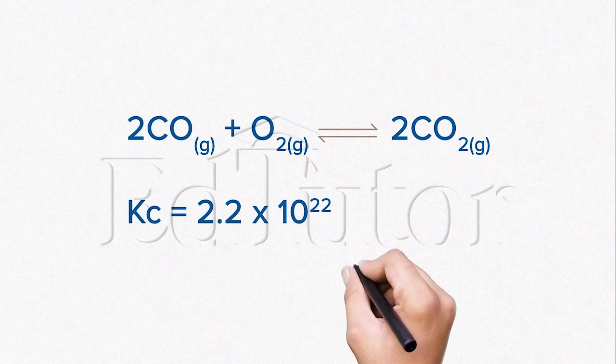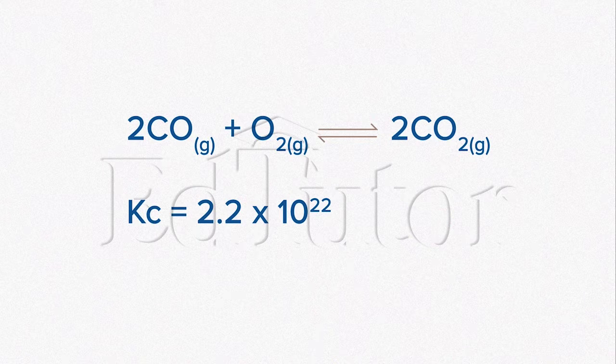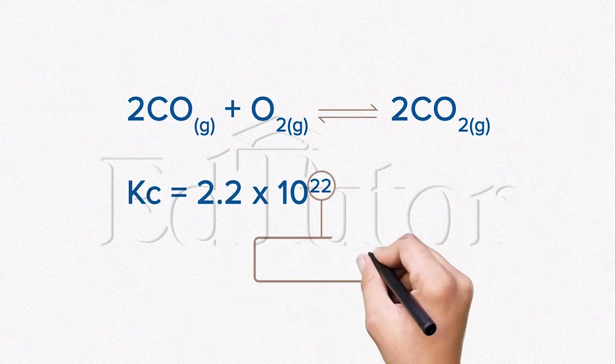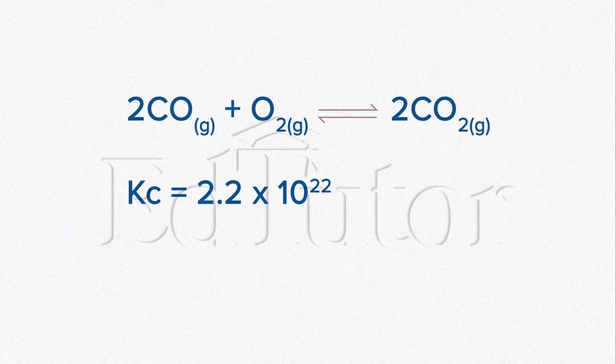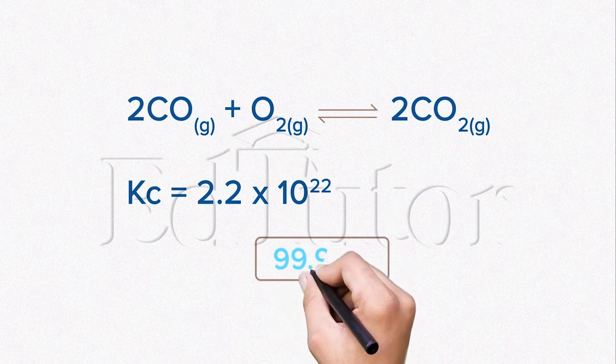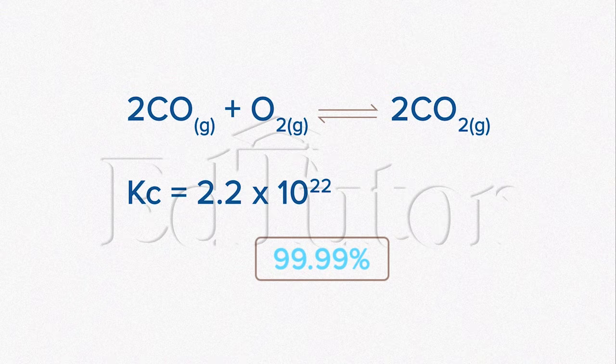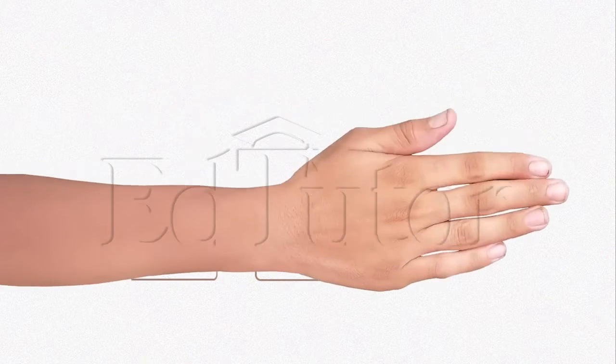The value of Kc is 2.2 multiplied by 10 raised to the power 22. The exponent 22 suggests that it's a very large value. We can assume that at equilibrium, the forward reaction is almost complete. The reaction mixture consists mostly of carbon dioxide, and the concentrations of carbon monoxide and oxygen are negligible, right?